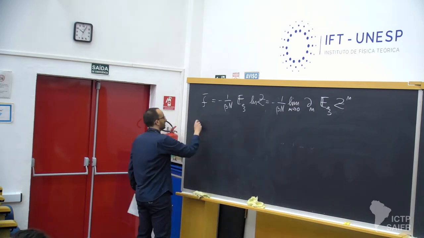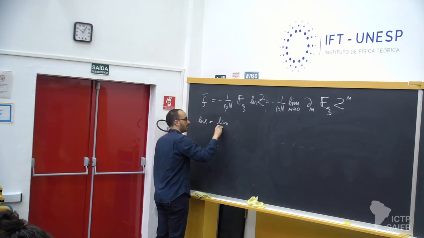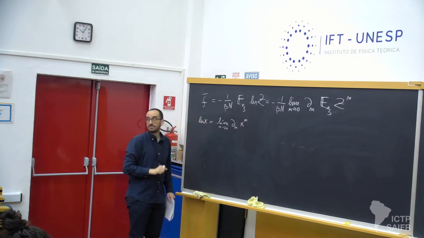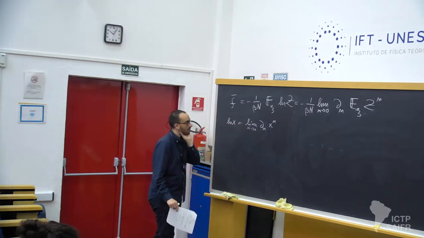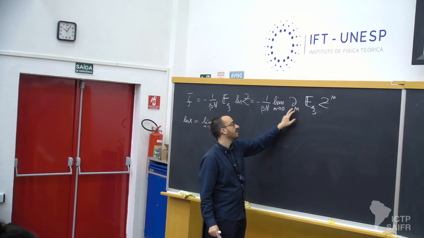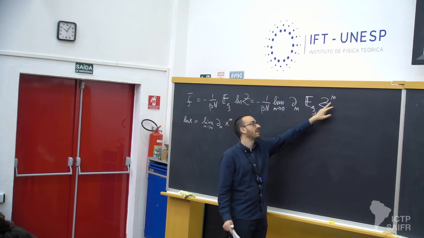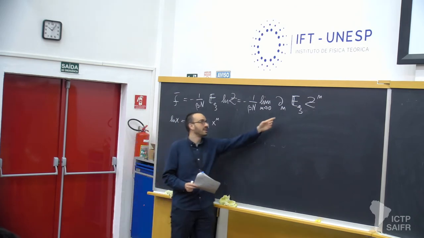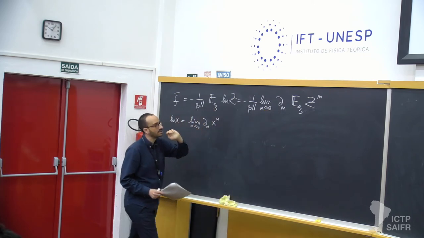I just use that log of x I can rewrite as the limit for n going to 0 of the derivative with respect to small n of x to the n. And x here is just that. Now, in principle, this is still hard, because if I take n to be some real number, I don't know how to compute this. But I know how to compute this if n is integer. And then I need to ask myself how to take this analytic continuation down to n equal to 0. But for the moment, let me consider n to be integer.